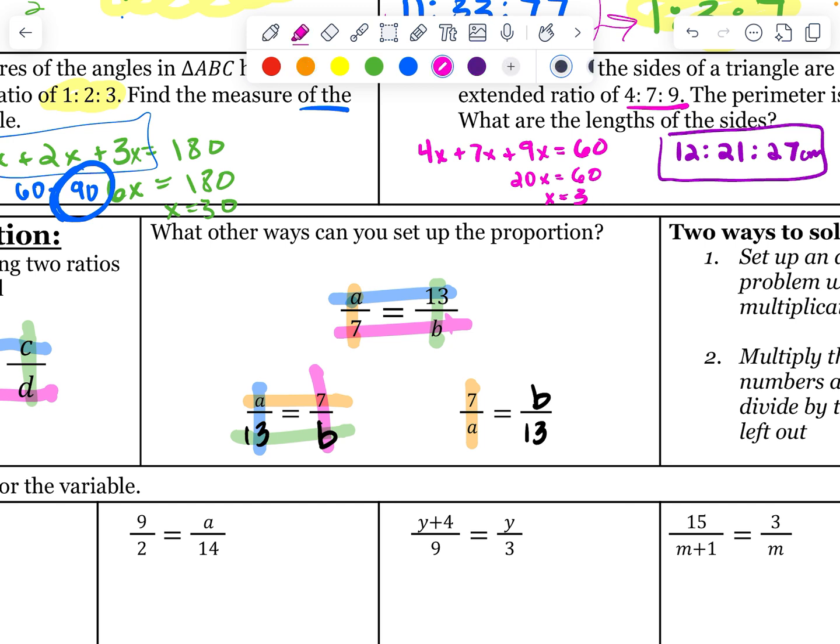Just to show my colors again. 7 and B go together. 13 and A go together. B and 13 go together. All right, so make sure all your colors overlap the same.